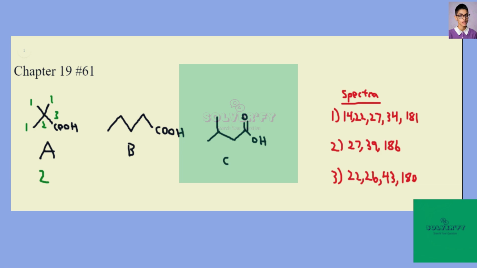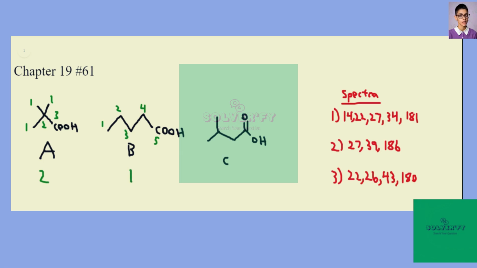Then looking at B, every single one of these carbons is unique. So 1, 2, 3, 4, and 5 for the carboxylic acid carbon. So 5 unique carbons here. So we need a spectrum with 5 signals in it. And that's spectrum number 1. And so B is going to be 1.